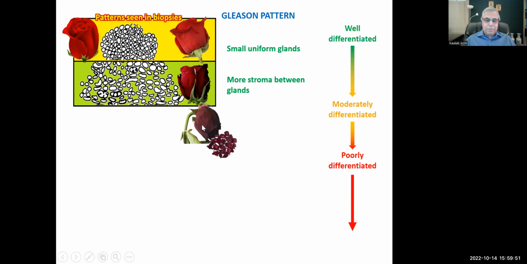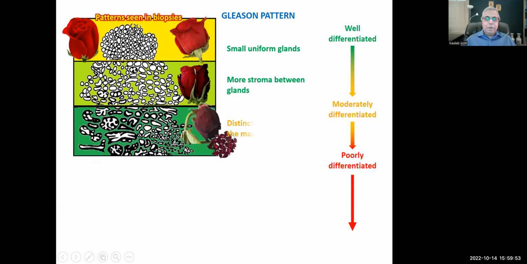You can tell they are roses. Their petals are falling out and they're spreading. So in terms of the glands, there is distinct infiltration at the margin. So the glands are more distorted. They are still recognizable. They are moderately differentiated, and the cells are now breaking through the basement membrane. They have invaded the basement membrane, and they are infiltrating the adjacent stroma.